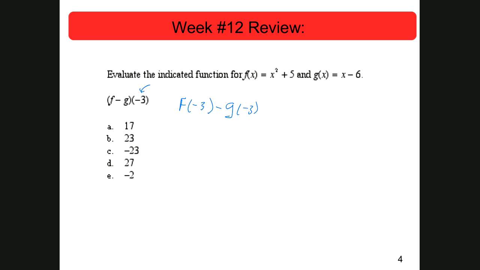So I'm putting negative 3 in here. Negative 3 squared is 9 plus 5, so that gives me 14 here. Minus, I put negative 3 in here. Negative 3 minus 6 is negative 9. So I have 14 minus negative 9, which just turns out to be 14 plus 9, which is 23.